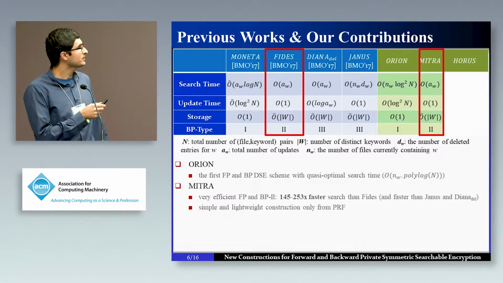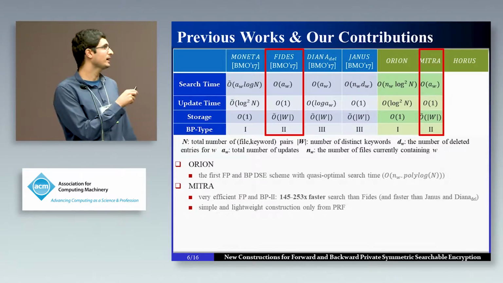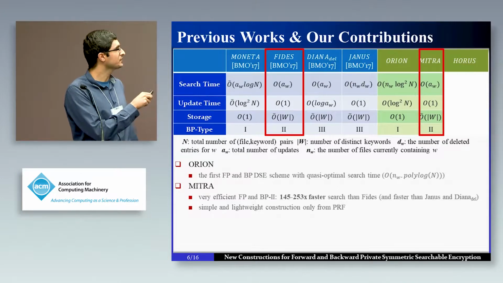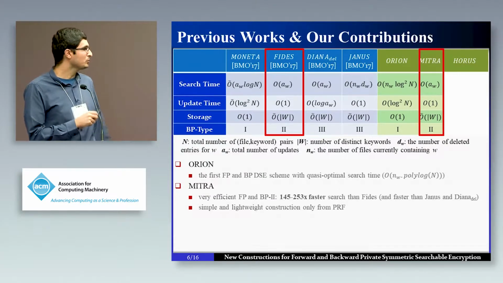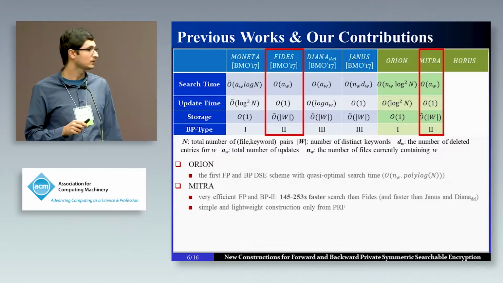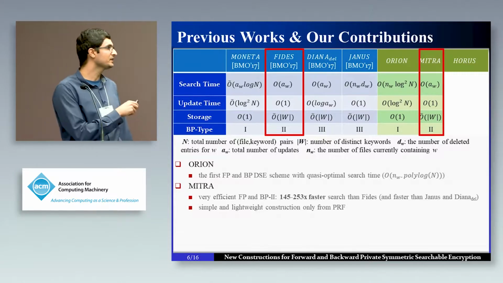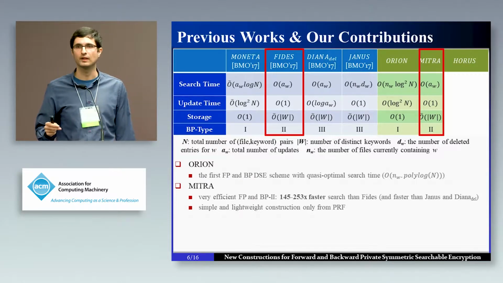The next scheme is MITRA, which is BP2 and has the same asymptotic as Fides, but it is up to 253 times faster. It is even faster than Janus and Diana-del, which are less secure and are BP3.